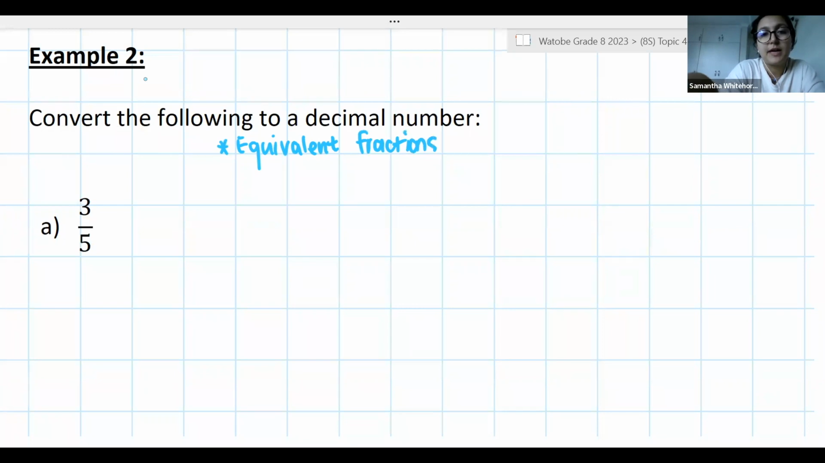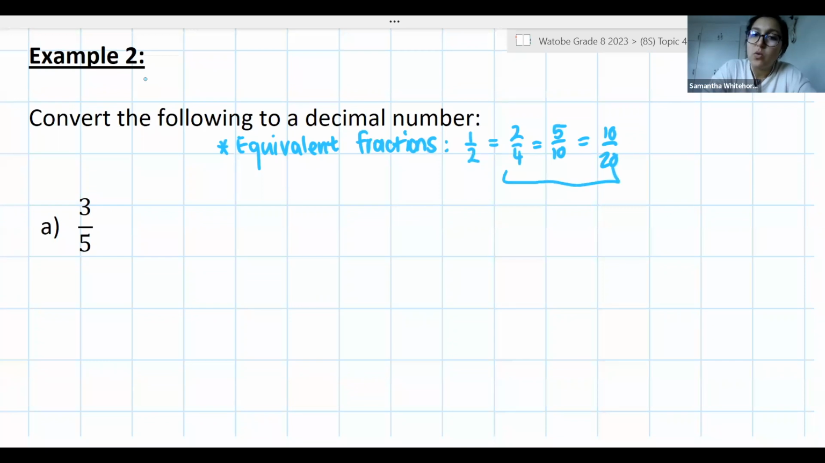Now remember, equivalent fractions are fractions that look different but represent the same portion of a whole. So a half has an equivalent fraction of 2 over 4, has an equivalent fraction of 5 over 10, has an equivalent fraction of 10 over 20. And there's an infinite number that I can use. But essentially, if I simplify all of these fractions, I get a half. And so what that's saying is that I can make a fraction still represent the same amount, but with a different set of numbers. So what I want to do here is essentially make an equivalent fraction.